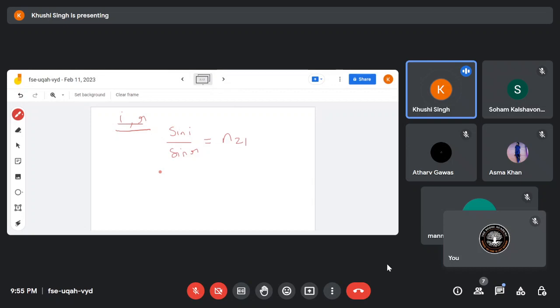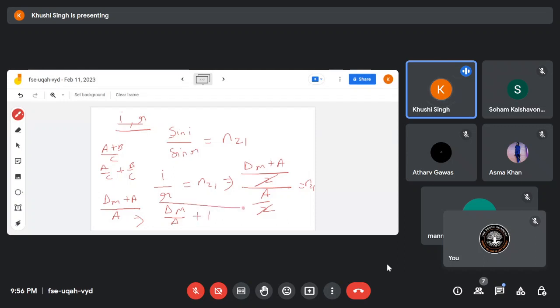So the 2 cancels. What remains? I will remain with δm plus A divided by A. Now split. How do you split? Like this, no? A plus B by C, then we write A by C plus B by C. The denominator we take common. So here also we can do similarly. So I can say δm by A plus A by A, which will be 1, right? Which is equal to n21. Understood?